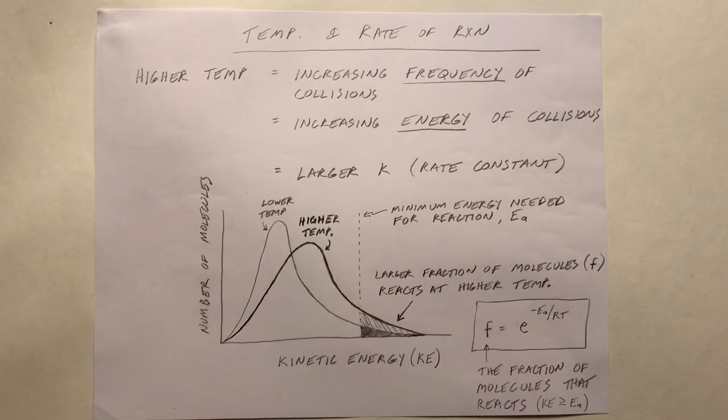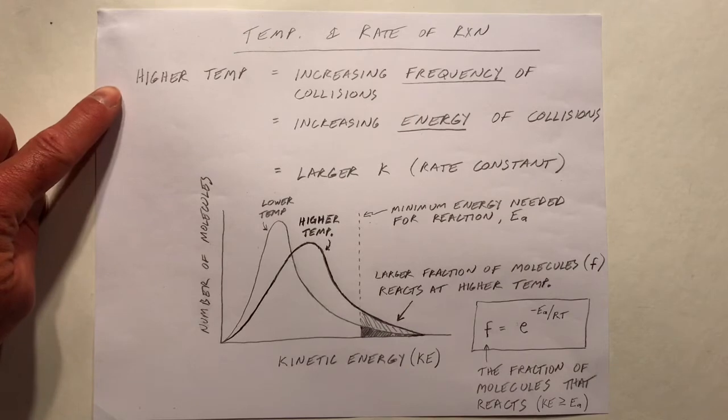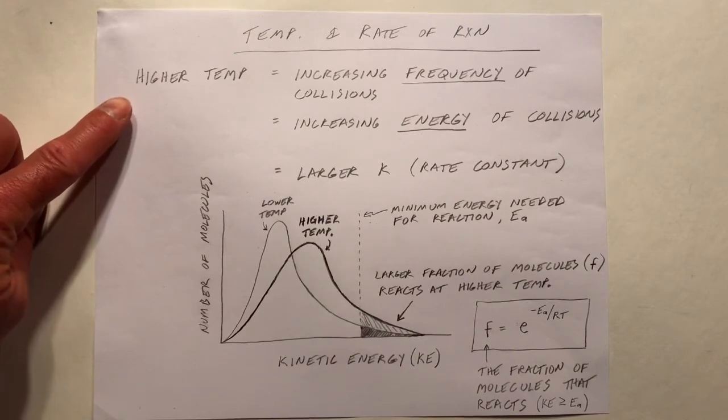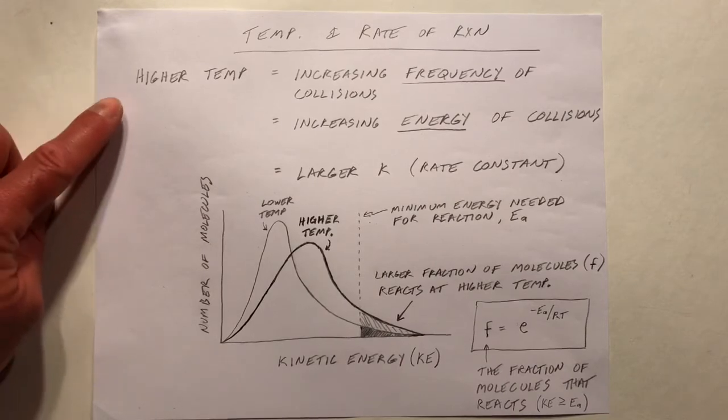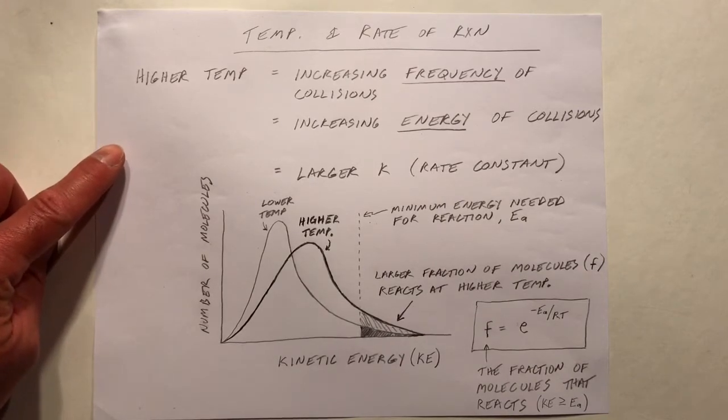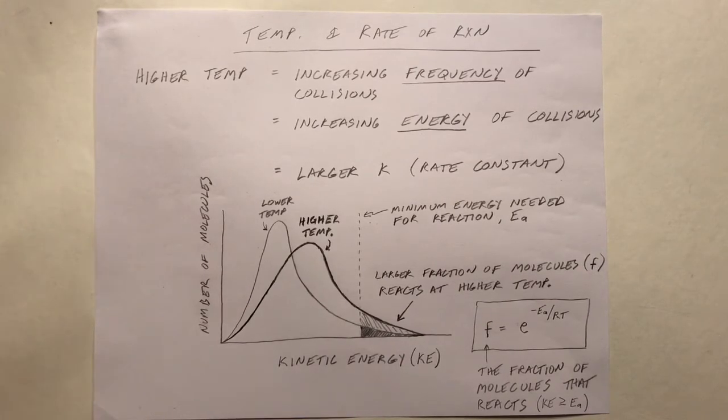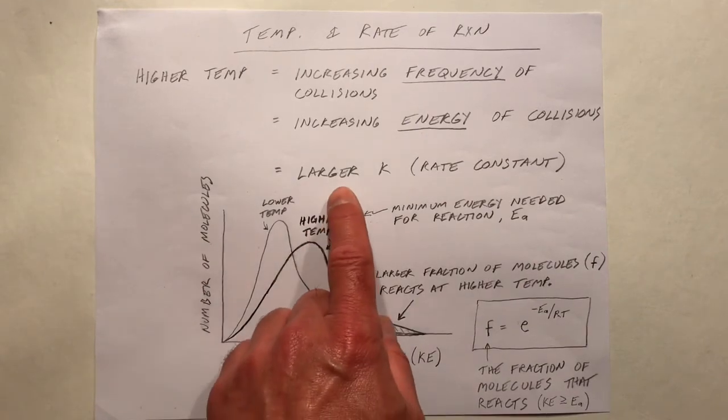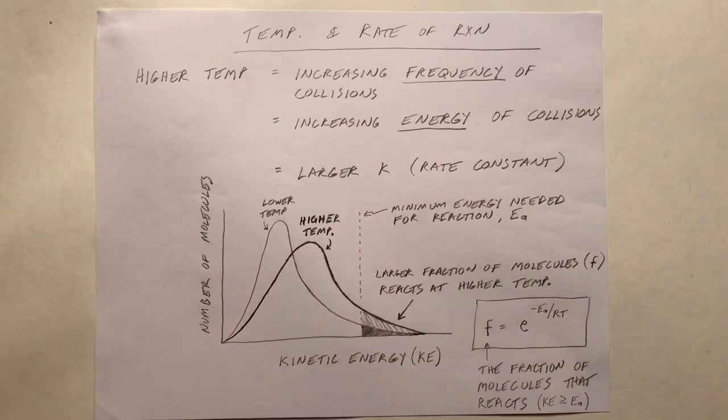So when we are considering temperature and reaction rate, the higher the temperature, the increasing frequency of collisions. And a higher temperature also causes an increase in the energy of collisions. And that can all be summed up with a larger K, or rate constant.